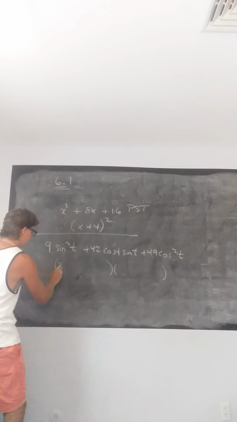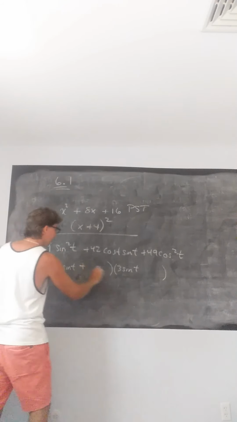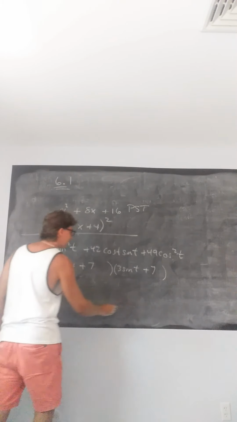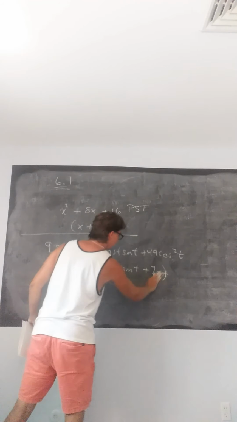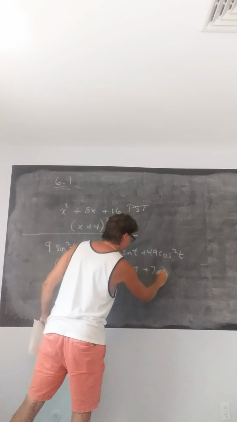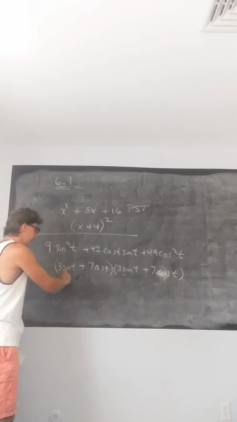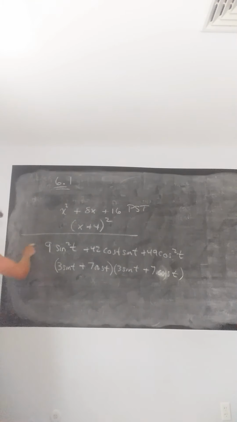This is going to be 3 sine t and 3 sine t. They're both pluses because everything is a plus. 49's square root is 7, so that's 7 and 7, and they both need a cosine. So 3 sine t plus 7 cos t times 3 sine t plus 7 cos t. If you do the math and multiply them out, you'll see that you do indeed get this back. I encourage you to try that just to verify.